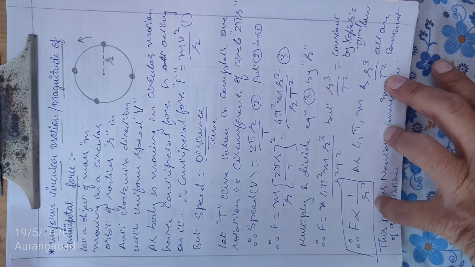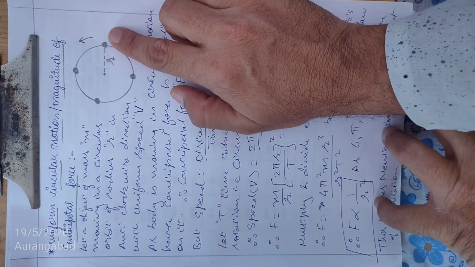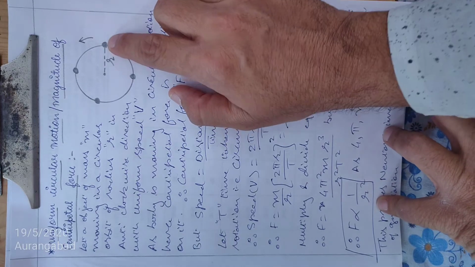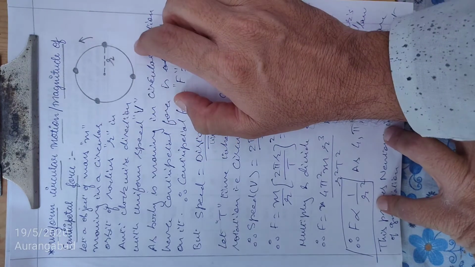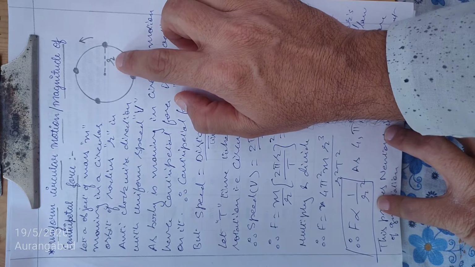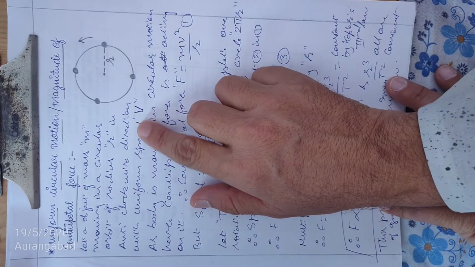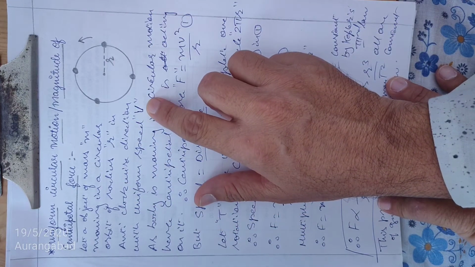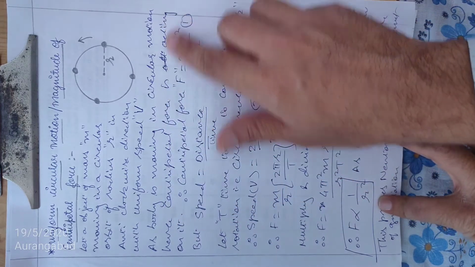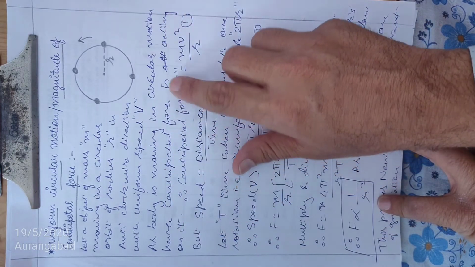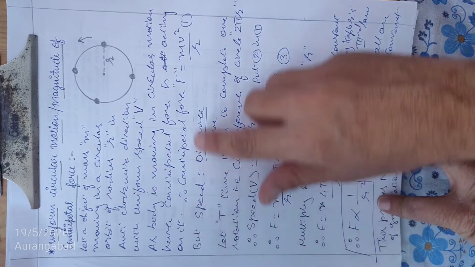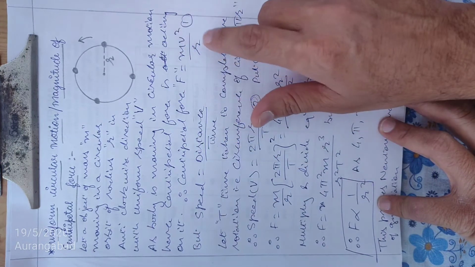So let's assume an object of mass m is revolving in a circular orbit of radius r in anticlockwise direction with a uniform speed v. As the body is moving in a circular motion, hence centripetal force is acting on it. Therefore centripetal force F is equal to mv square upon r.